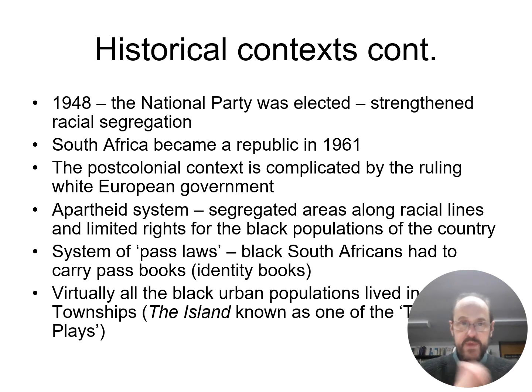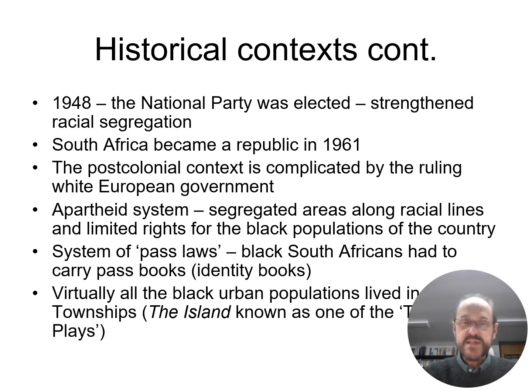After the Second World War, the National Party was elected, which indeed strengthened racial segregation. The National Party was a white-controlled party in the country. Now, South Africa became a republic in 1961, but the post-colonial context, of course, is complicated by the ruling white European government that stayed in place after that time, after 1961. And it was during this period that the apartheid system, which is basically a system that segregated areas along racial lines and limited rights for populations of the country.